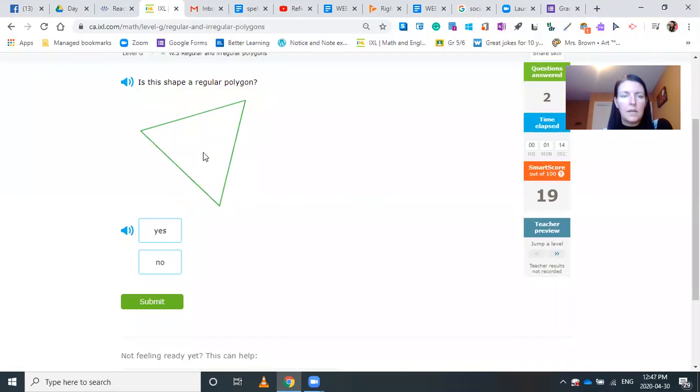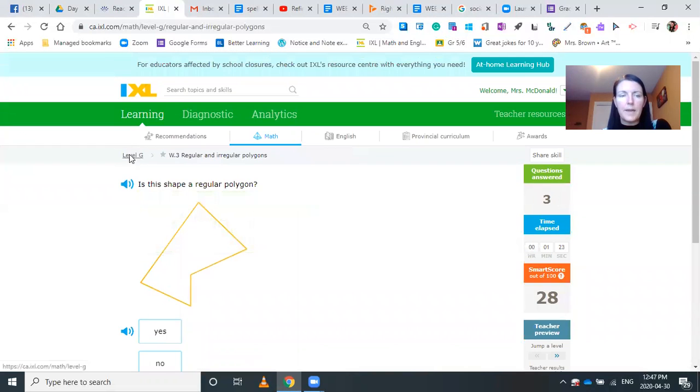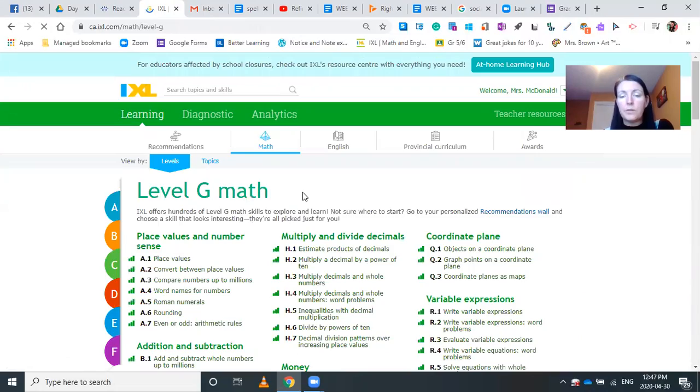And one more, are all these sides the same? They look the same, all the angles look the same, so yes, that is a regular polygon. Wonderful. Okay, let's look at W4.